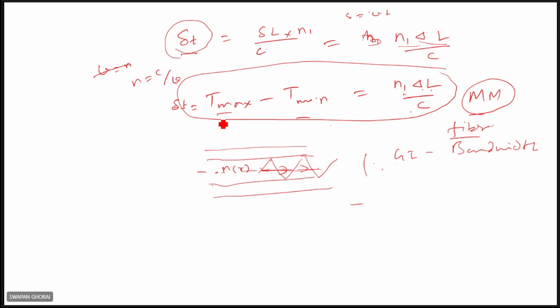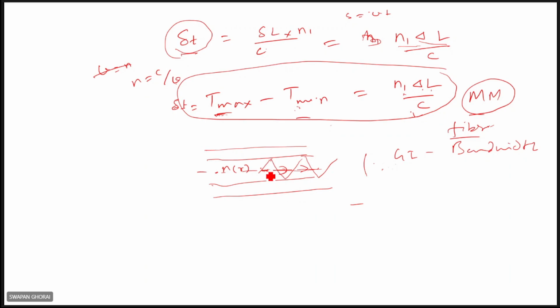That is the maximum time taken by the marginal ray and the minimum time taken by the axial ray. So the time difference is n1 delta L upon c. In this way, you can calculate the time difference between the two extreme cases, and that will result in pulse broadening in SI fibers. This pulse broadening can be minimized in GI fibers.